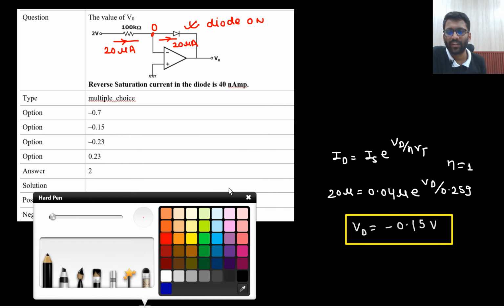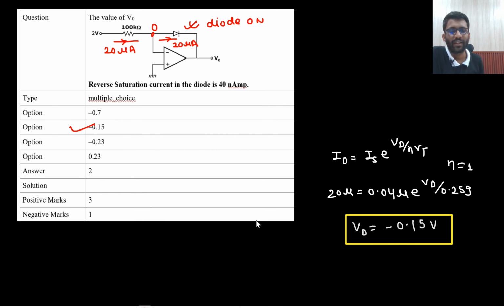So always remember, you should not be replacing the diode with any battery. Even in the reverse bias, it will not always be open circuited. I told you this thing. You have to see the reverse saturation current, and at that reverse saturation current, what is the negative voltage it is having. So by that you will replace it. So these kind of things you should be comfortable with.